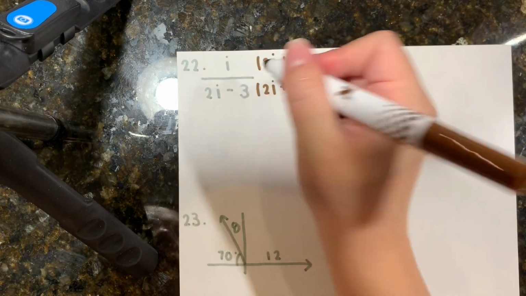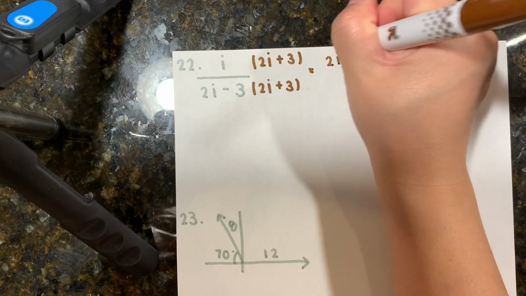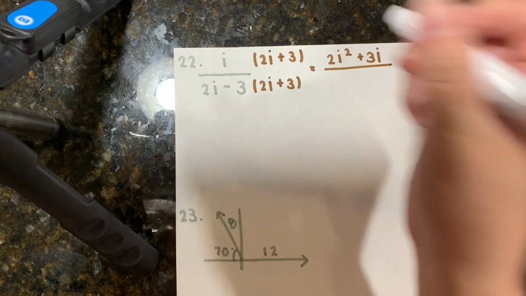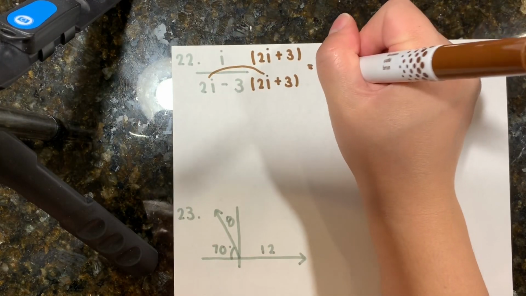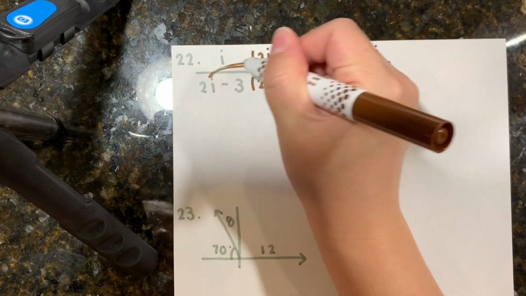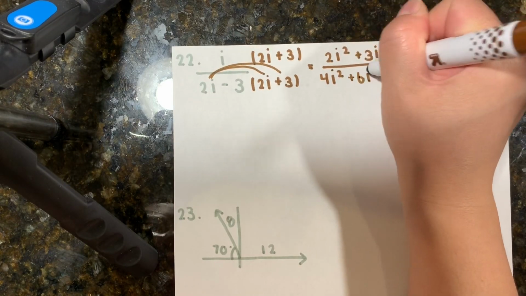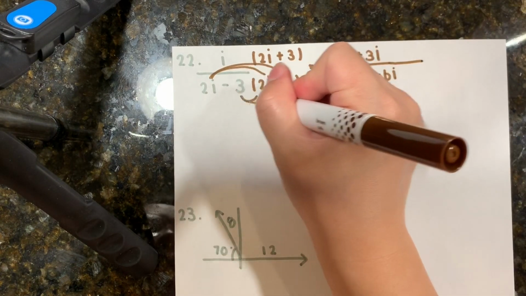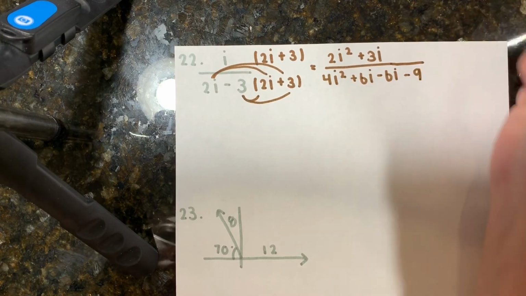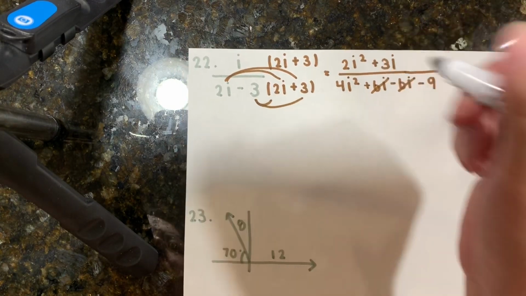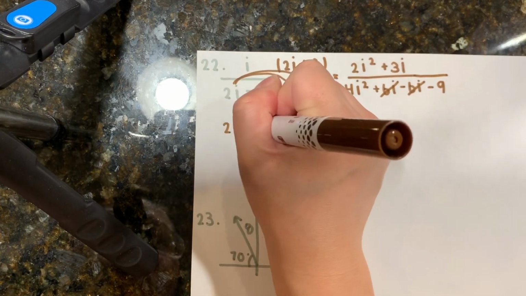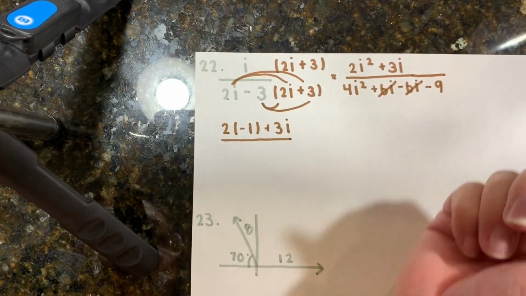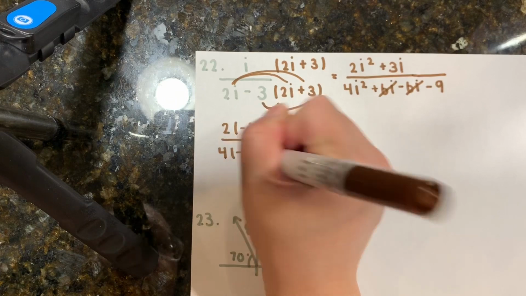Now when I distribute it, 2i times 2i would be 4i squared. 2i times 3 would be 6i. Negative 3 times 2i would be negative 6i. And then negative 3 times positive 3 would be negative 9. Now my 6i's are going to cancel. My i squareds are going to change to negative 1. So that would be 2 times negative 1 minus 3, or plus 3i over 4 times negative 1 minus 9.